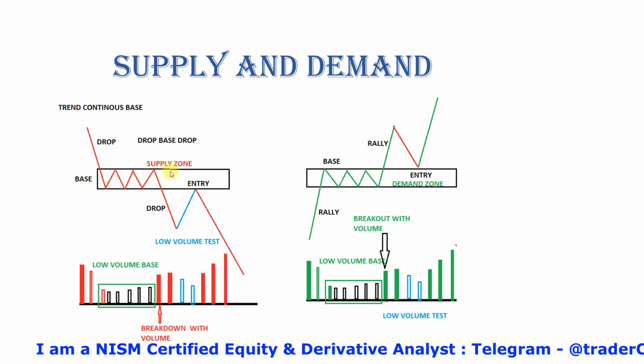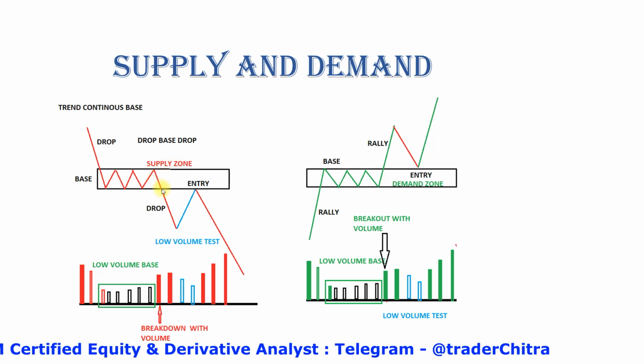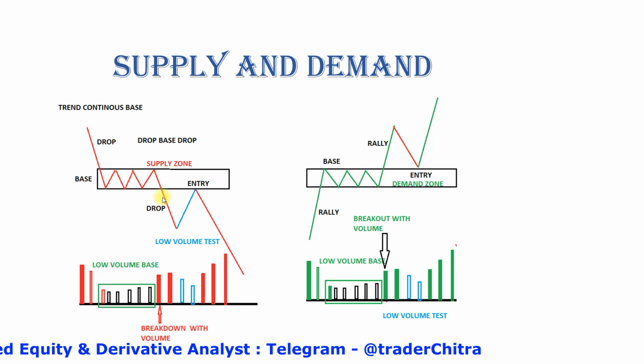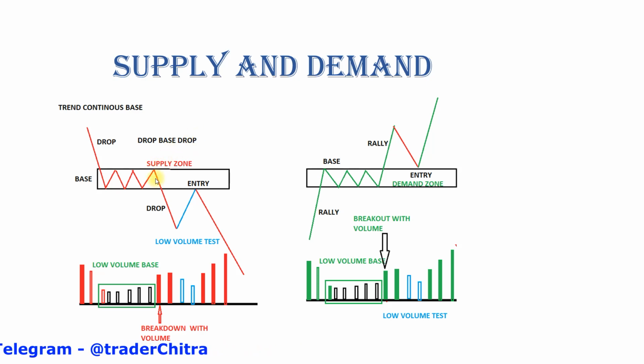This is the base. Okay, here this is the supply zone, and once the price broke the supply zone, again there is a drop in the price. This is the continuation of the downtrend. If the price goes above, we can see that the supply zone will turn into a demand zone. But here what happened? Price broke the supply zone and there is a drop in the price. So we can see that there is a continuous downfall in the market.